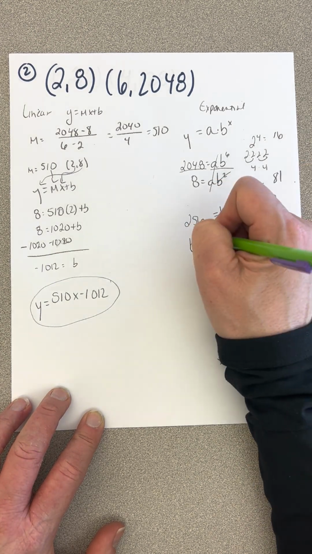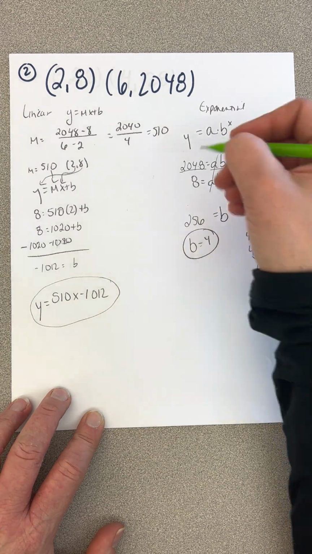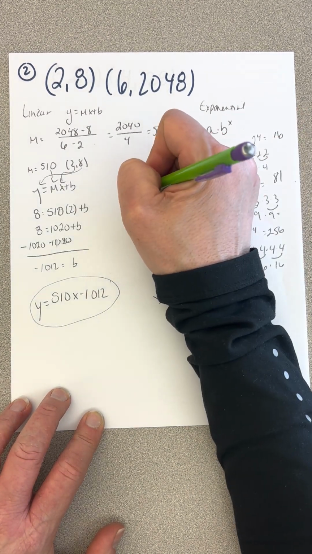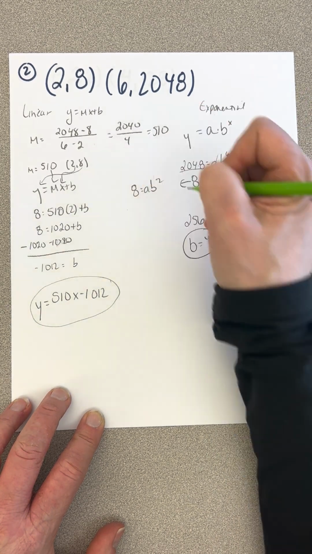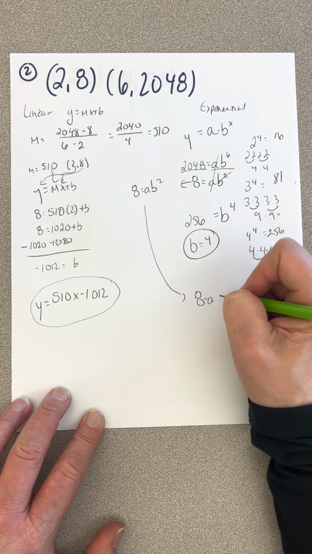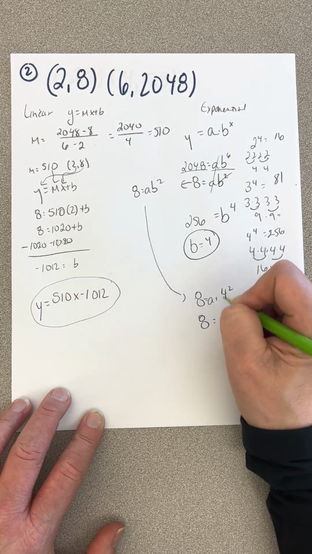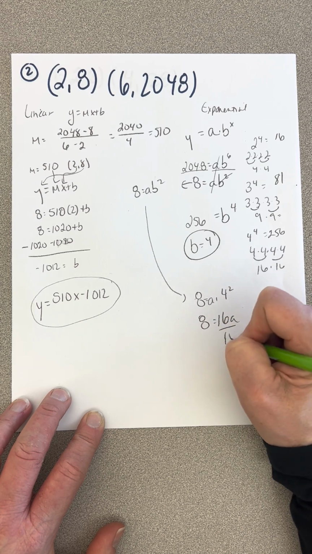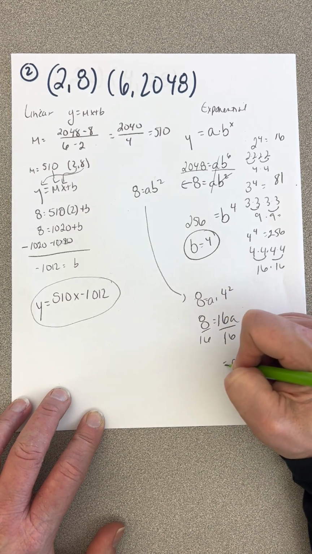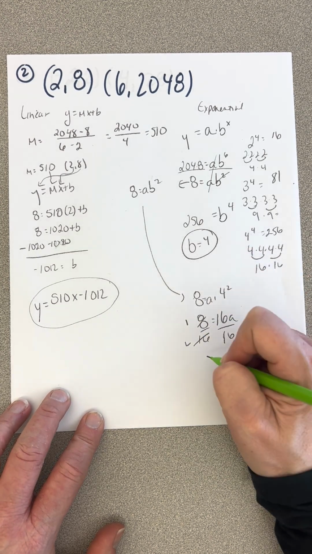My b is 4. Now we're going to use that to find the a. I'm going to use that in the second equation that I had, which was 8 equals a times b squared. So here we go. 8 equals a times my b, which is 4, squared. 8 equals 4 squared is 16a. Divide both sides by 16. A equals 8 divided by 16.